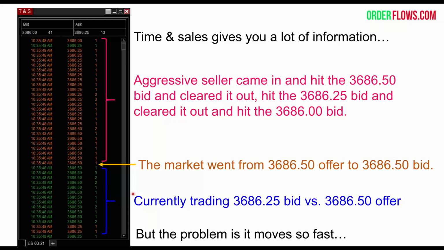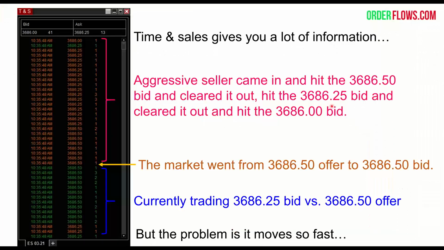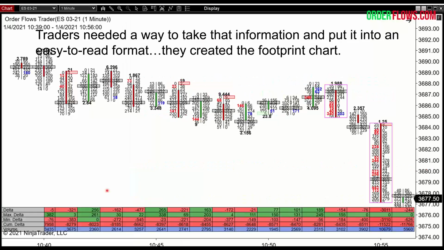Okay, so the problem is, if you watch time and sales during the day in real time, it moves super fast. By the time you notice something, it's gone, right? The opportunity is gone. But you can take that information and put it in a footprint chart, so you can make heads or tails and see, oh, I had selling imbalances going on here. I had aggressive selling happening here, right? But if you're looking on here, it's just gone. It's all red, all red, all red, etc. But when you put it on a footprint chart, it gives you a chance to understand it, right? And that's really the whole point of looking at a footprint chart.